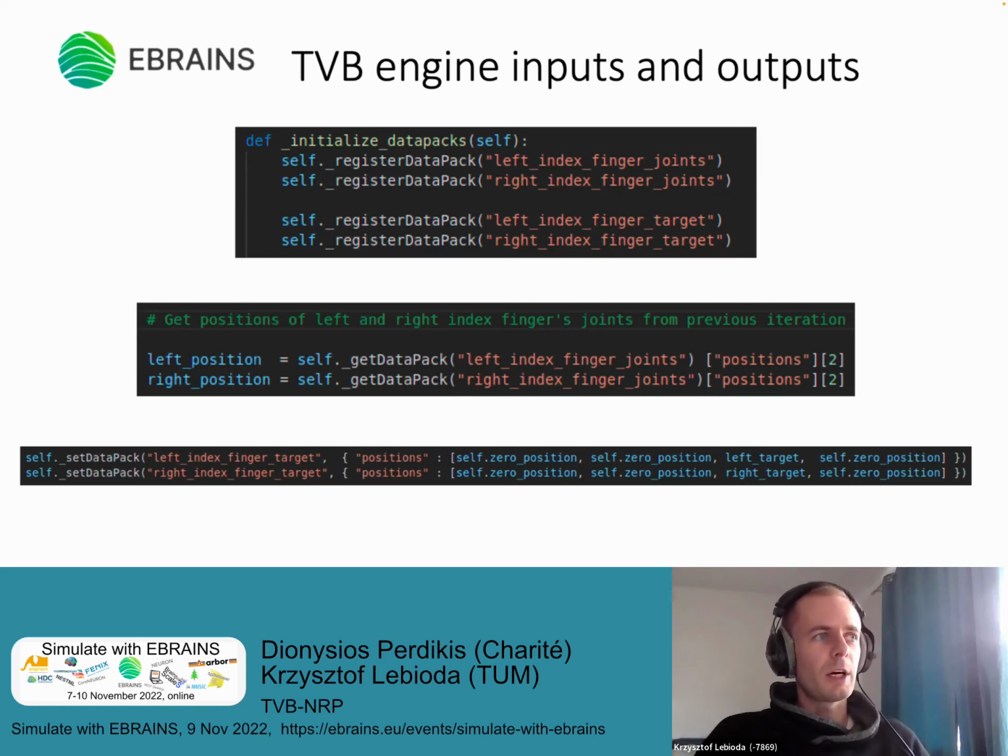And the two output data packs are reference positions for these fingers. If we want to get the positions from the previous iteration from the Gazebo engine, then we just have to call a method of the engine class, getDataPacks, and this returns a Python dictionary with all the positions of the joints in the finger.